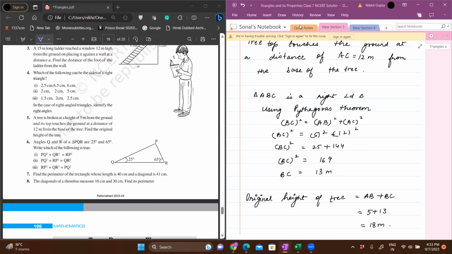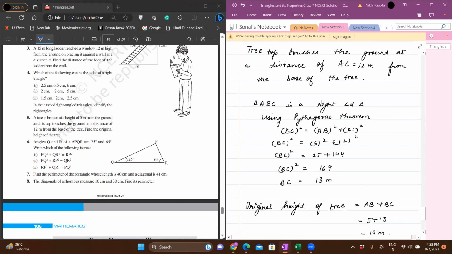These are the practice questions that you can do from this chapter, which, from the examination point of view, are very important. So you can practice all of these.